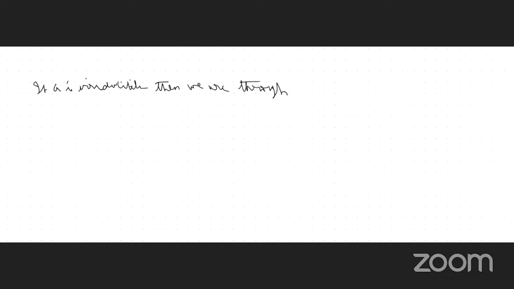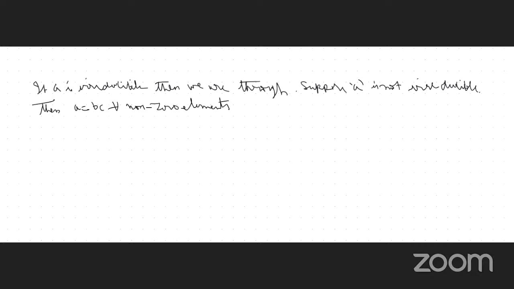Suppose A is not irreducible. Then A equals BC for some non-zero non-unit elements B and C in R.